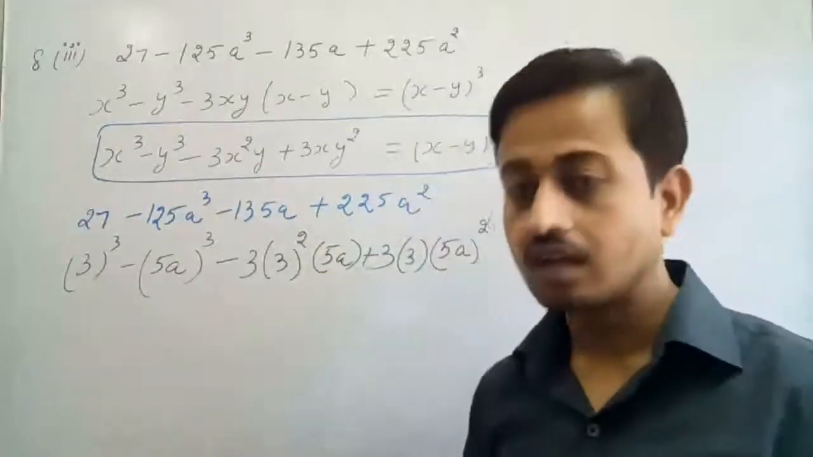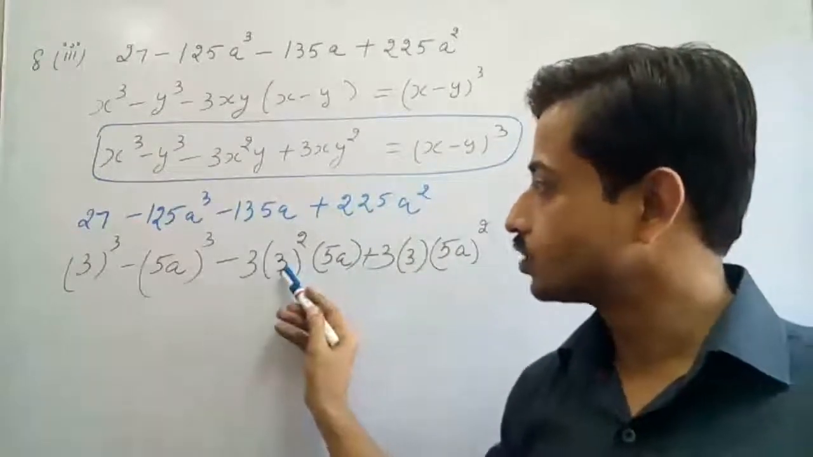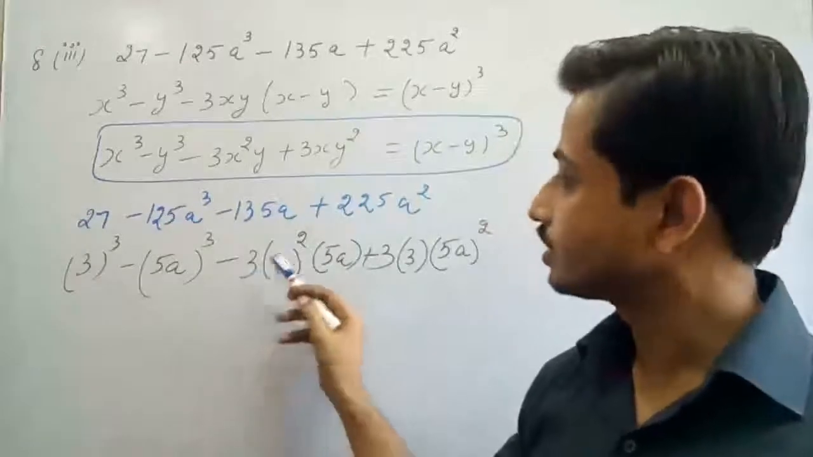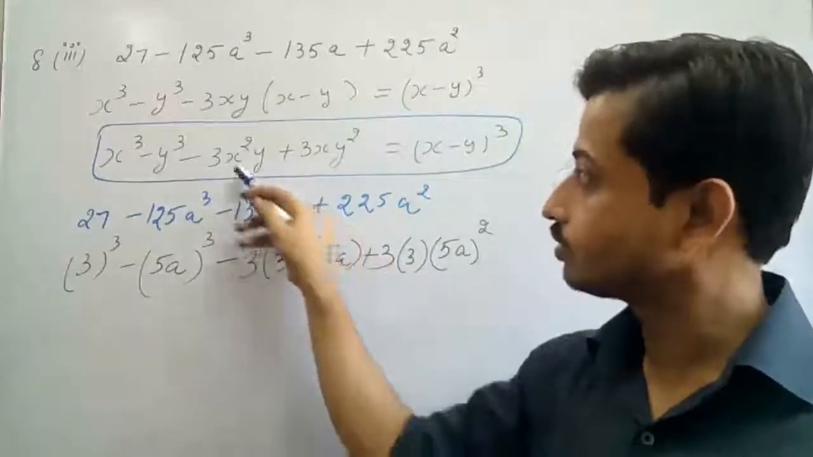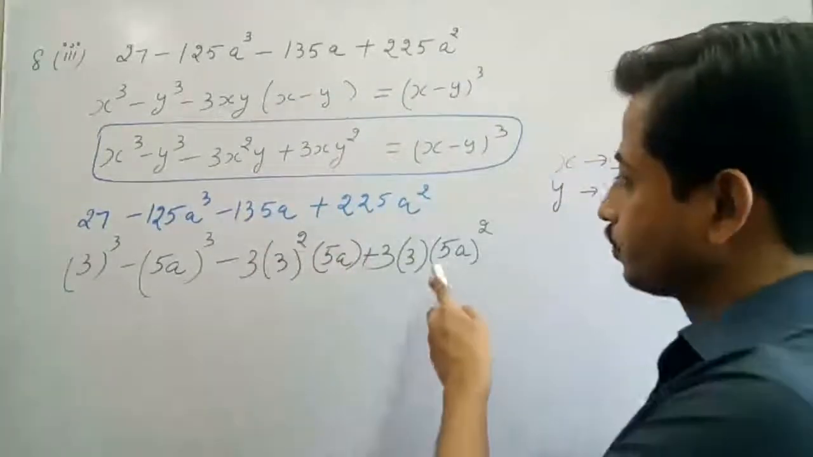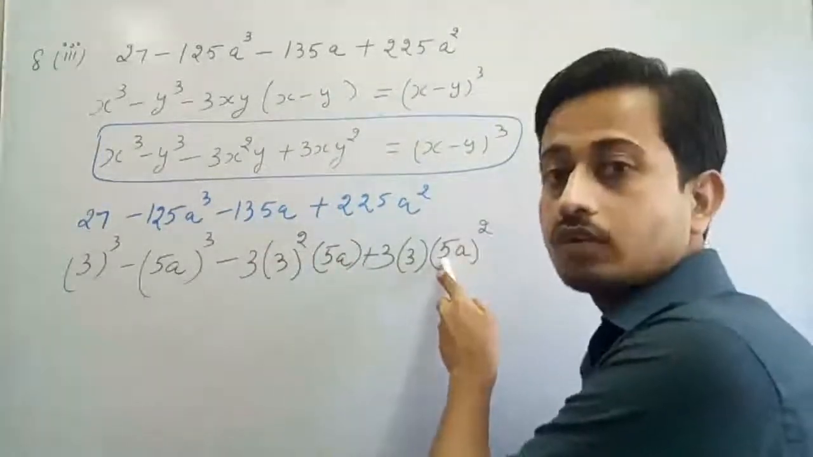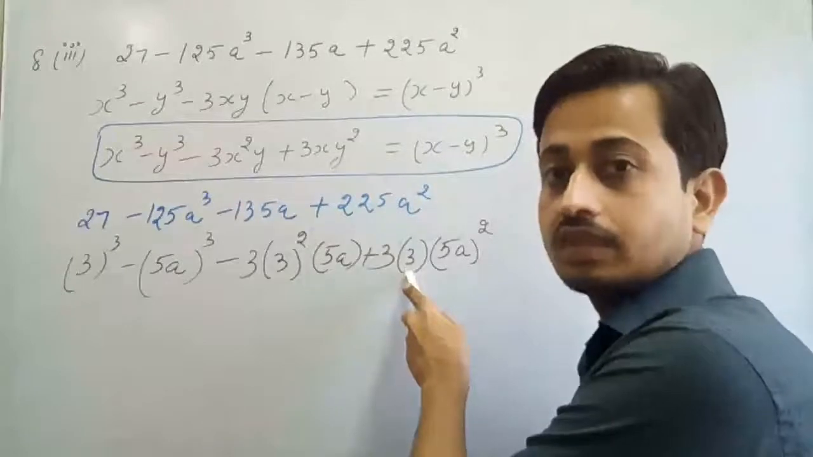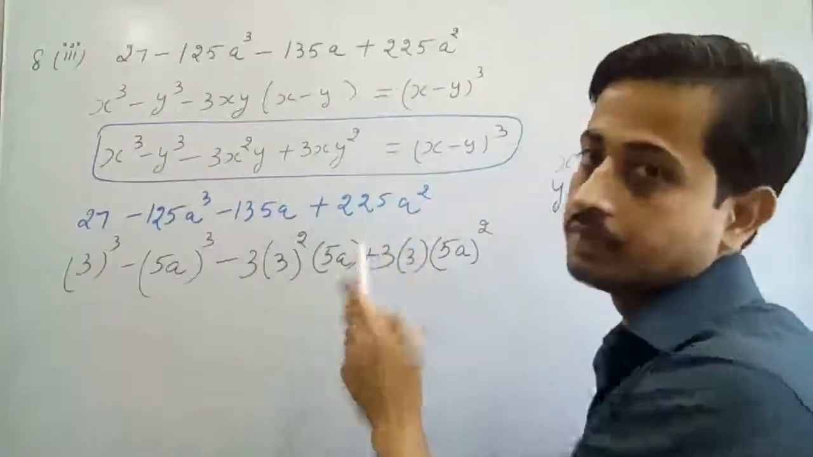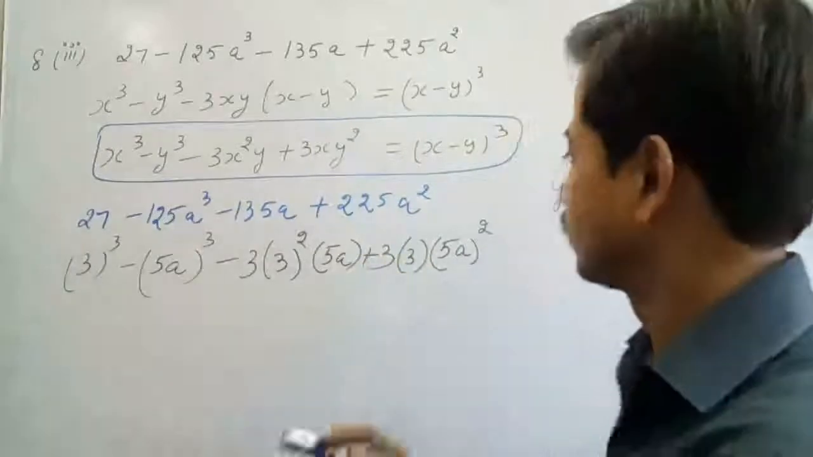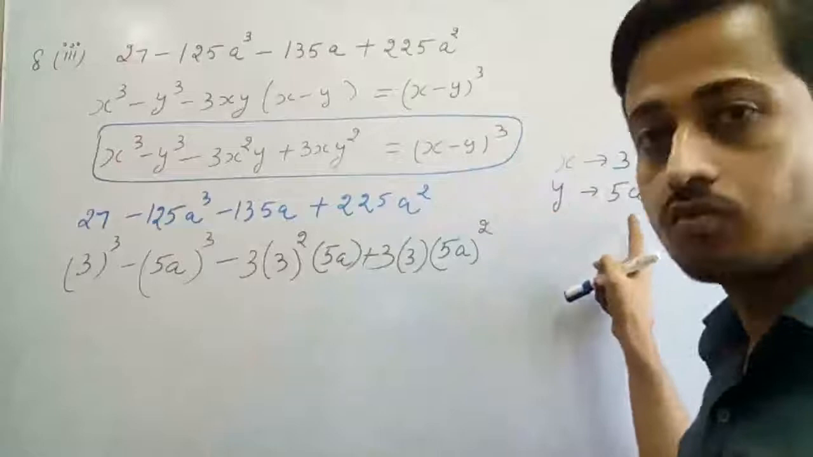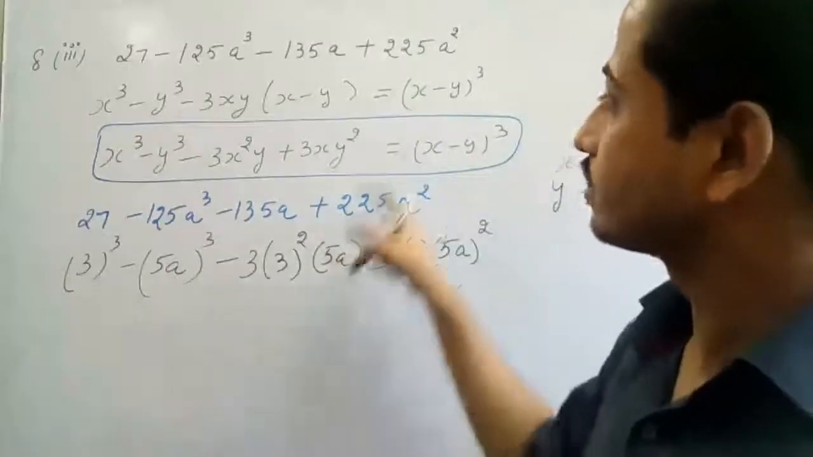Now please check the term. 3 square is 9. 9 into 3, 27. 27 into 5, 135. So we get 135. It means correct. To solve, 5 square, 5 into 5, 25 into 3, 75 into 3, 225. It means we are doing it correctly. So what is our x? X is 3 and y is what? 5a.